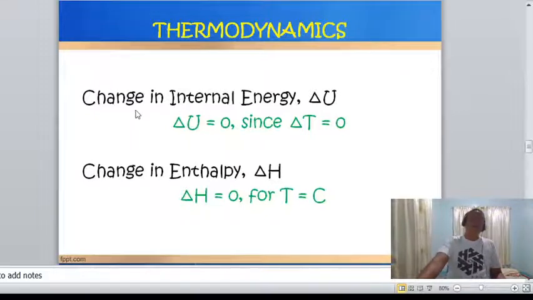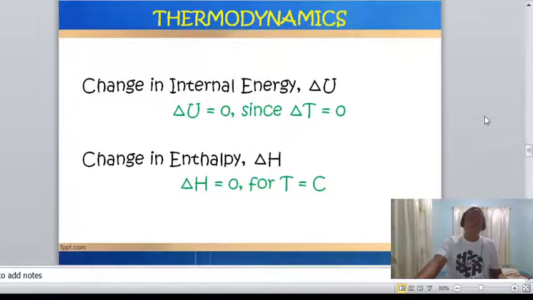Another, we have the change in enthalpy. This is a function of the temperature also. Delta H is equal to mCp delta T. But delta T is 0 for T equals constant. Delta H also is equal to 0. So, take note, class, that delta U and delta H for T equals constant are all 0.